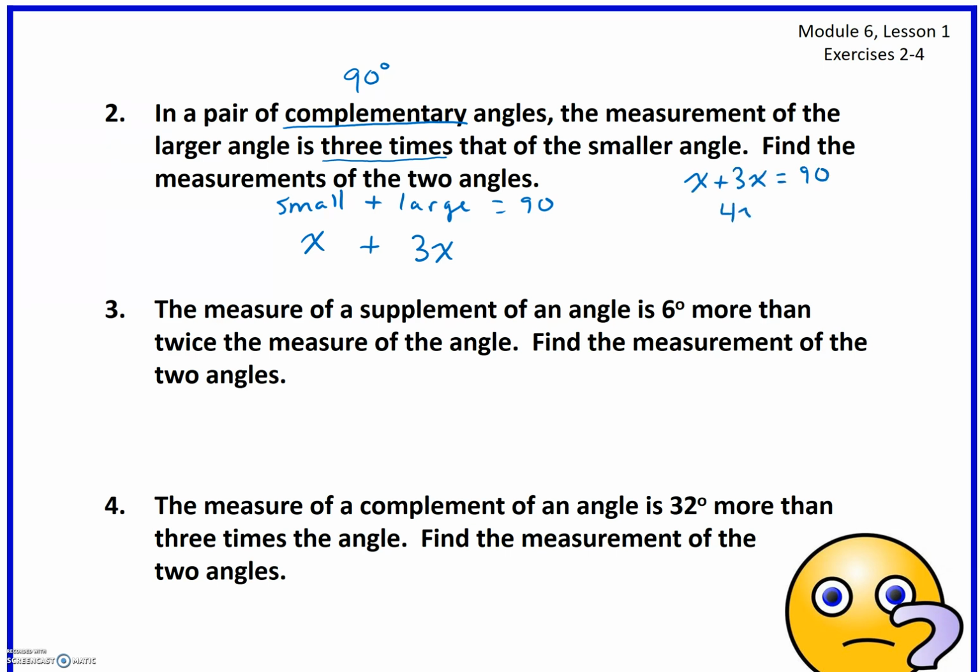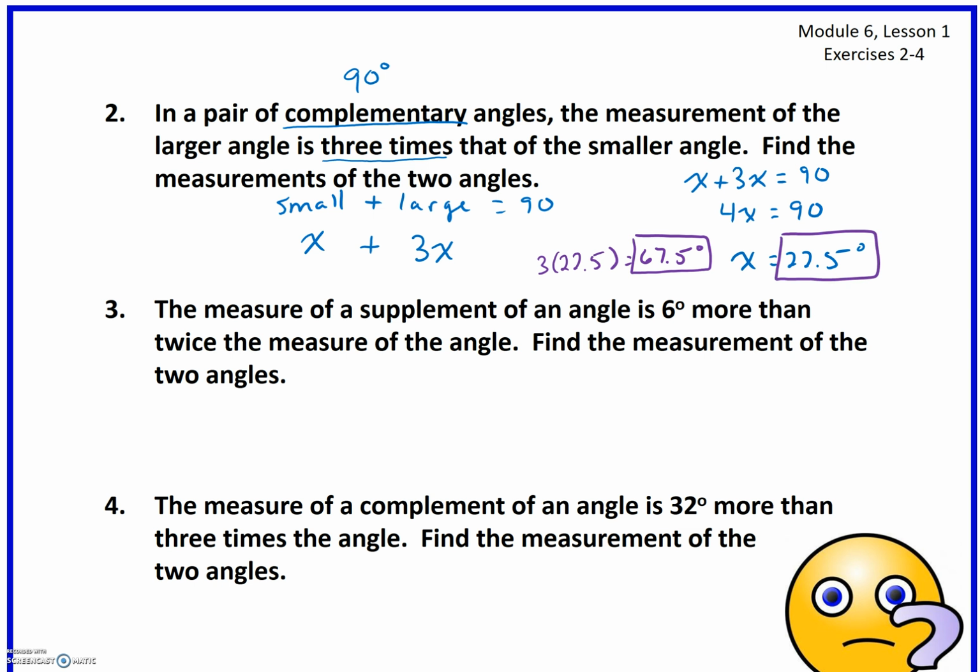Combine like terms, we have 4x equals 90. Divide both sides by 4, x equals 22.5 degrees. That is the first measure. The second measure is going to be 3 times the 22.5. 3 times 22.5 equals 67.5 degrees. So we have our two angle measures.